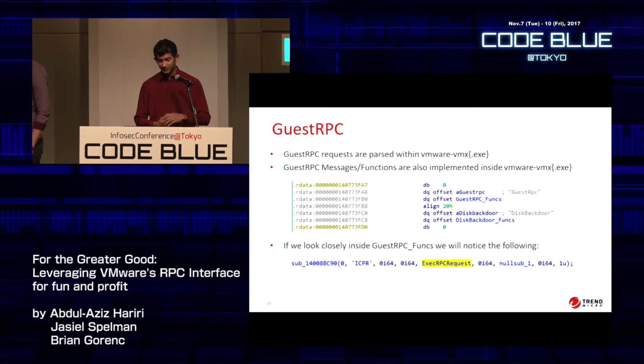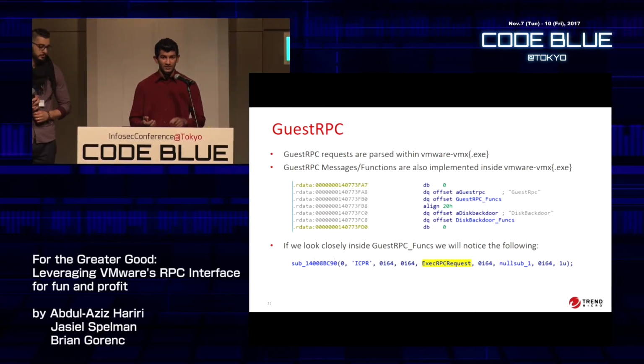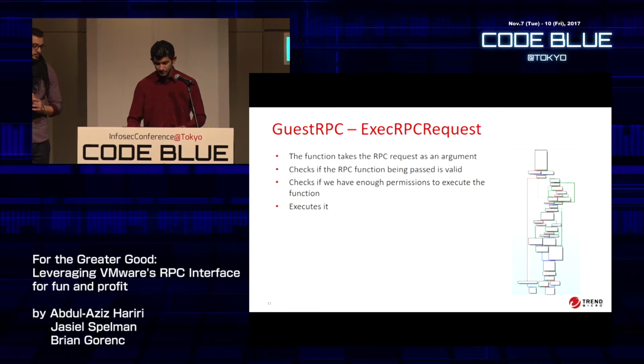If you look inside that, you'll notice a call to a function where ICPR is sent as a string, and another argument is a function that we've renamed to exec RPC request. ICPR is just RPCI, that string backwards. And exec RPC request is a callback that will end up getting called when we make that request.